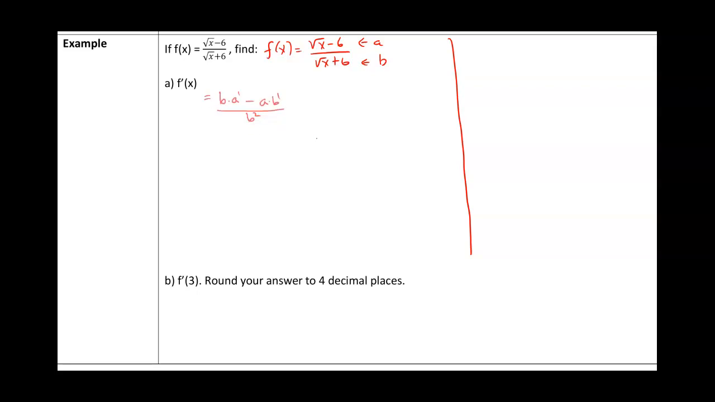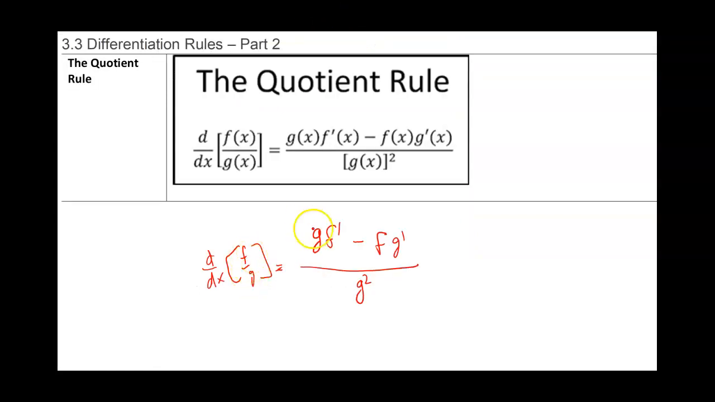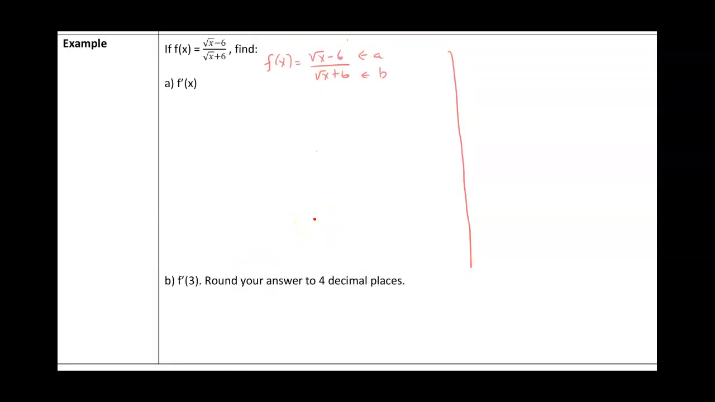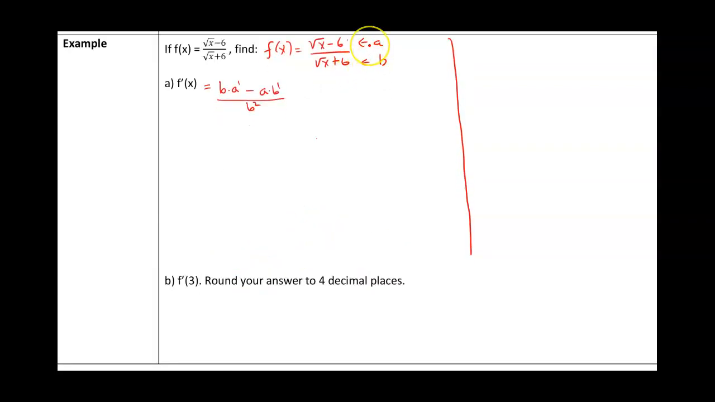So I'm going to say a is the numerator, radical x minus 6, and b is the denominator, radical x plus 6. According to the quotient rule, we have b times a prime, so the denominator times the derivative of the numerator. That's the same thing as saying g times f prime. In this case, our denominator is b and numerator is a, so we have b times a prime minus a times b prime, divided by b squared. So on the side, let's write down all the things we need: a, b, a prime, and b prime.